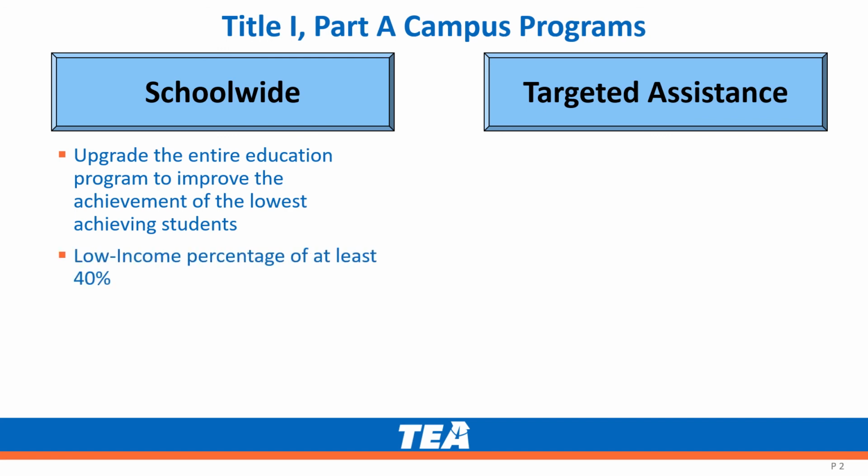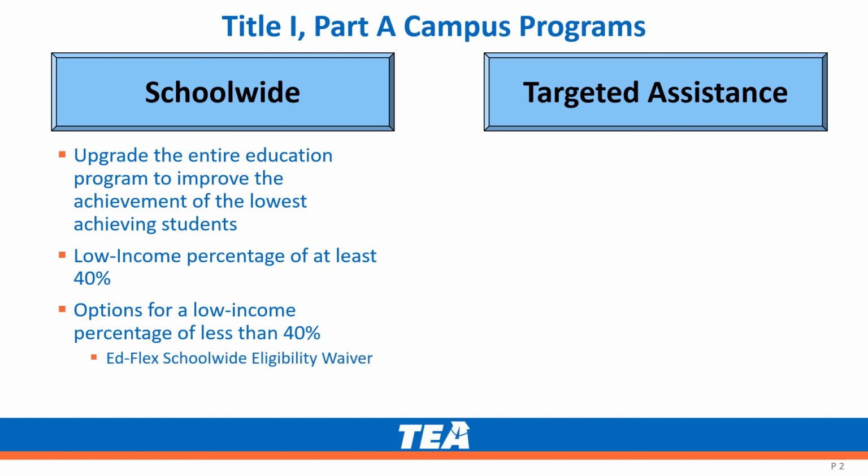Generally speaking, to be eligible for a school-wide program, the campus must have a low-income percentage of at least 40%. If the campus is eligible for Title I Part A but does not meet the 40% threshold, there are several options the campus has. It is possible to request an EdFlex school-wide program eligibility waiver in the submission of the ESSA Consolidated Federal Grant application.